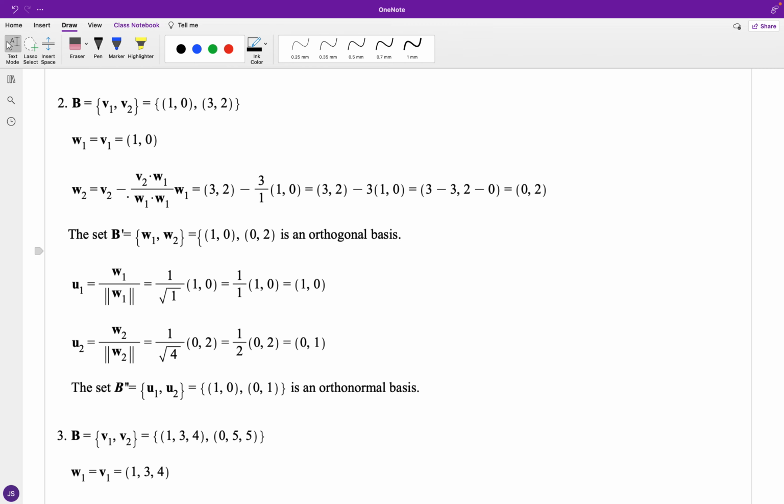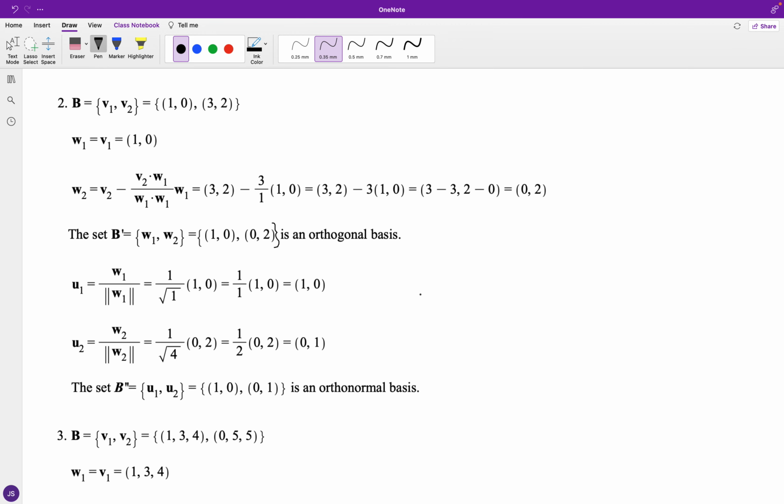So here we have (3, 2) minus, and here we're going to have the dot product of (3, 2) and W sub 1, and W sub 1 with itself, that's going to be 1. So you got (3, 2) minus 3 times (1, 0). So that's going to convert to 3 minus 3 and 2 minus 0. So W sub 2 is equal to (0, 2). And the set (1, 0), (0, 2) is going to form an orthogonal basis.